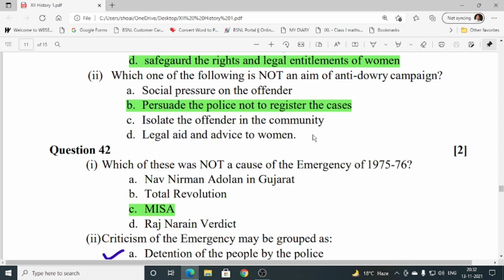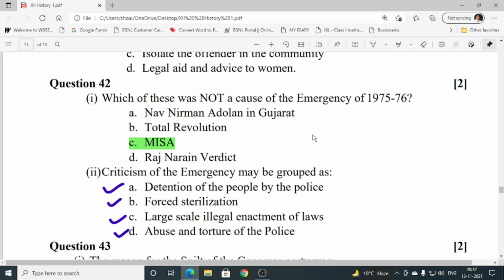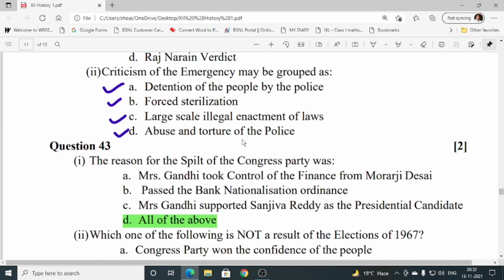Okay, number B. Number 42, which of these was not a cause of the emergency of 1975? So MISA. Okay, this is not a cause. This act was passed during the emergency. Number 2, criticism of the emergency may be grouped as, so I think all. You can see here, detention of people by the police, forced sterilization, large scale illegal enactment of laws, abuse and torture by the police. So all these things happened during the emergency. So all the above is correct. All the 4 I have taken.